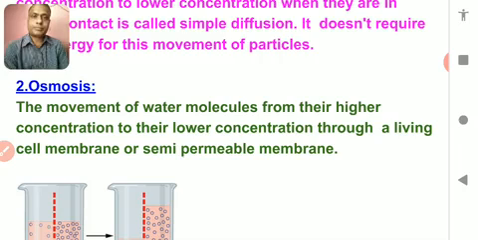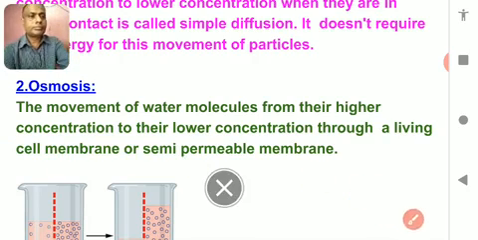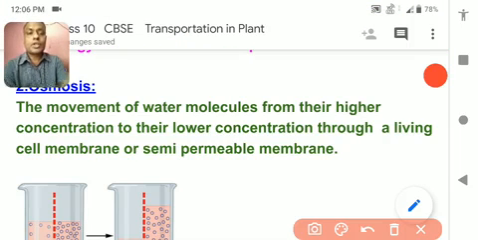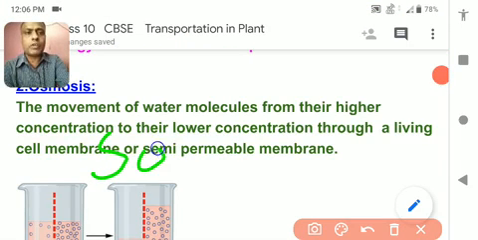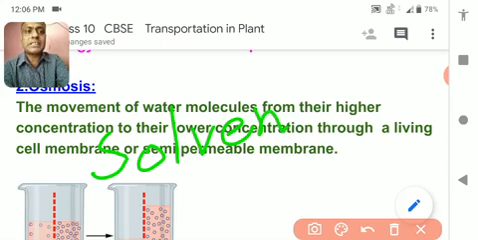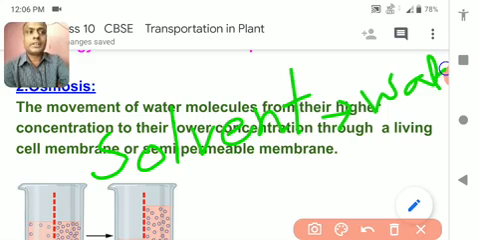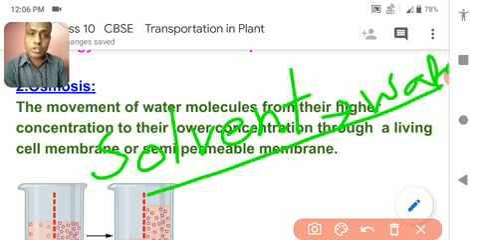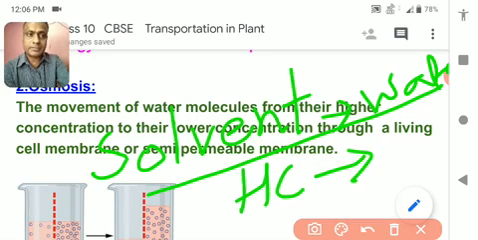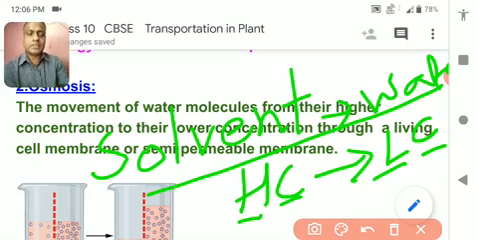What is osmosis? Osmosis is the process in which the solvent, pure solvent, means water. Pure solvent means water, yes. So the movement of water molecules, pure solvent or water, from their higher concentration to their lower concentration. Higher concentration to lower concentration.